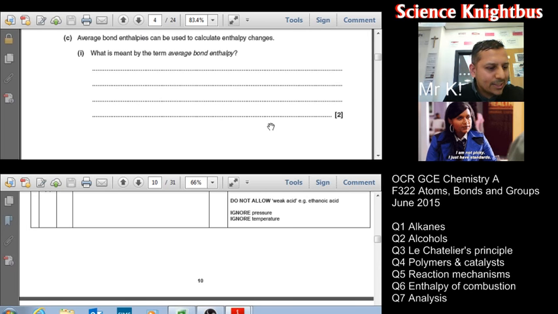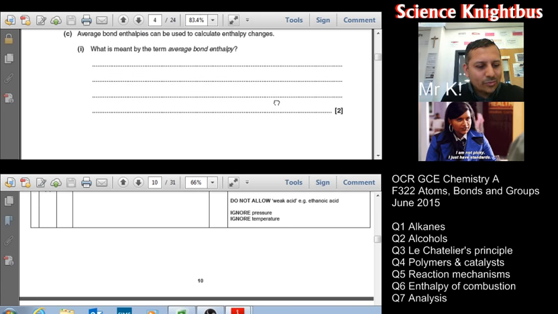Let's see what the examiner said. Candidates were required to recall the definition of bond enthalpy in this question. A range of responses were seen. Most recognised bond breaking was important, but weaker responses included contradictions by also referring to bond formation. The strongest candidates were able to state that bond enthalpy referred to 1 mole of bonds.